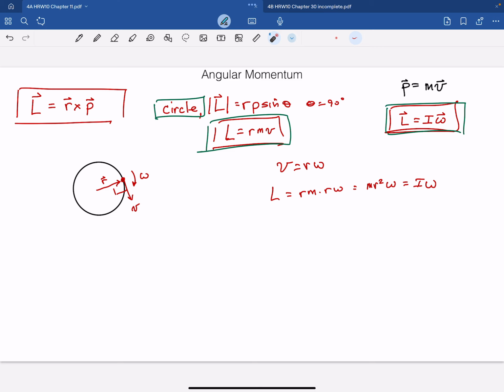R cross P and I omega are directly related to each other. The only difference is R cross P works everywhere. Sometimes you do have to go for it if you don't have circular motion, but I omega works for circles. So it should be no surprise that our right-hand rule that we had for circular motion in chapter 10 would work also.